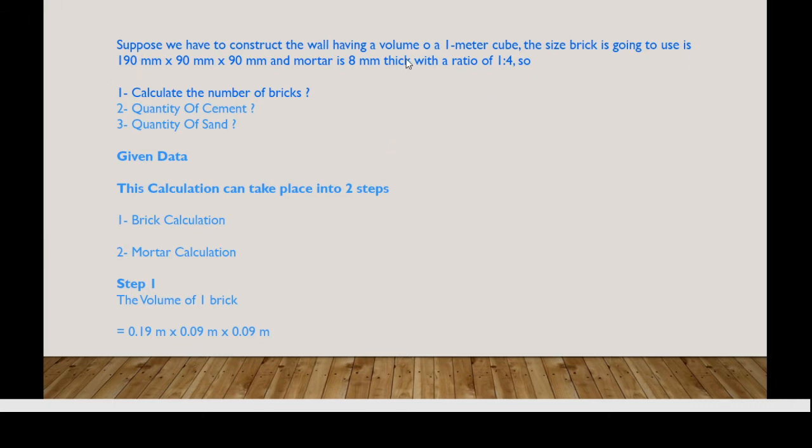Suppose we have to construct a wall having a volume of 1 meter cube. The size of the brick we are going to use is 190 mm into 90 mm into 90 mm, and the mortar thickness we will take as 8 mm, and the ratio of 1:4. So our calculation will be done in three ways.